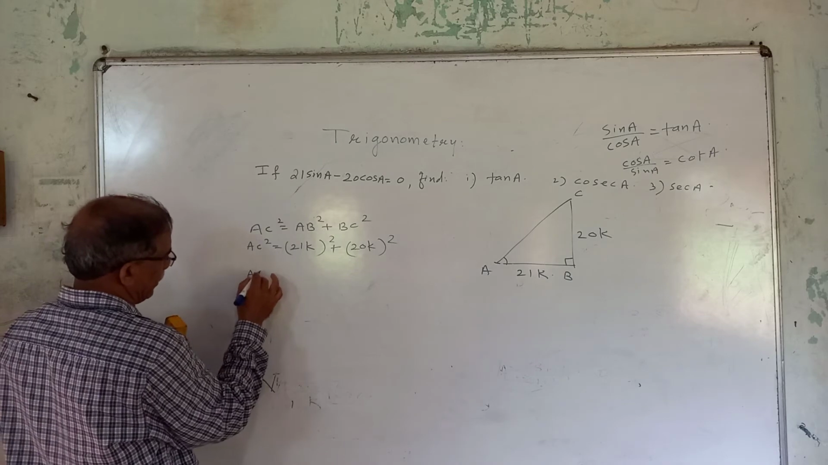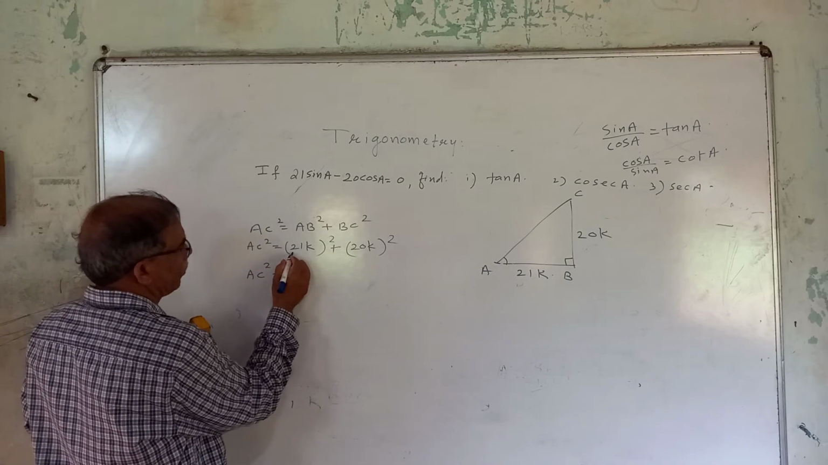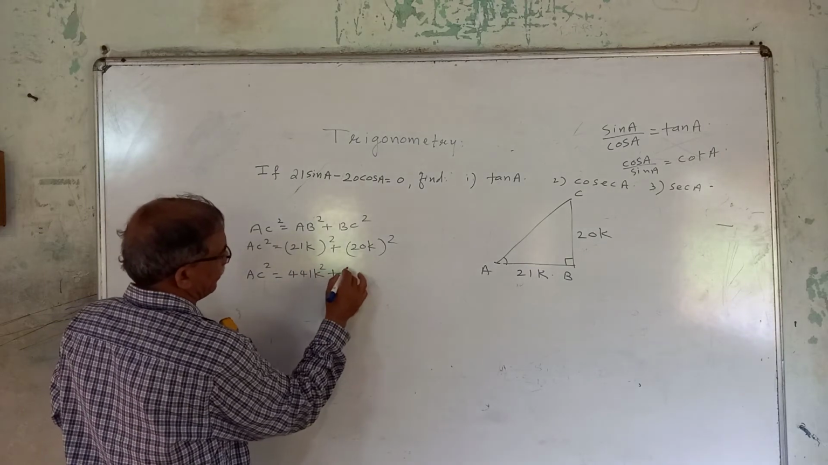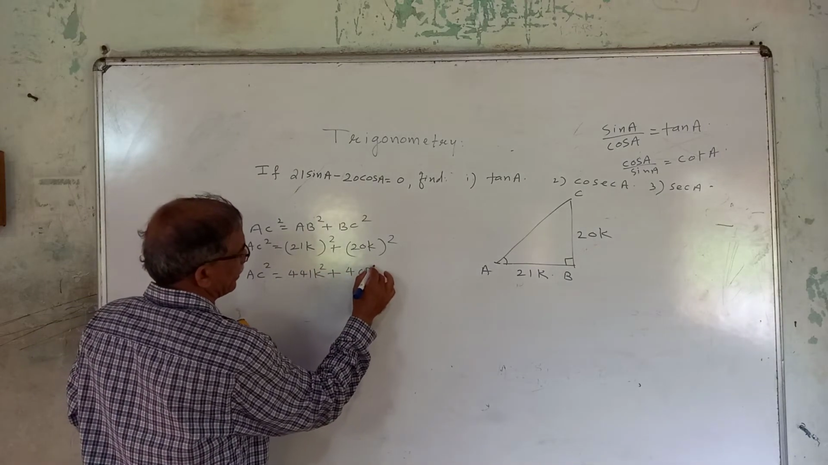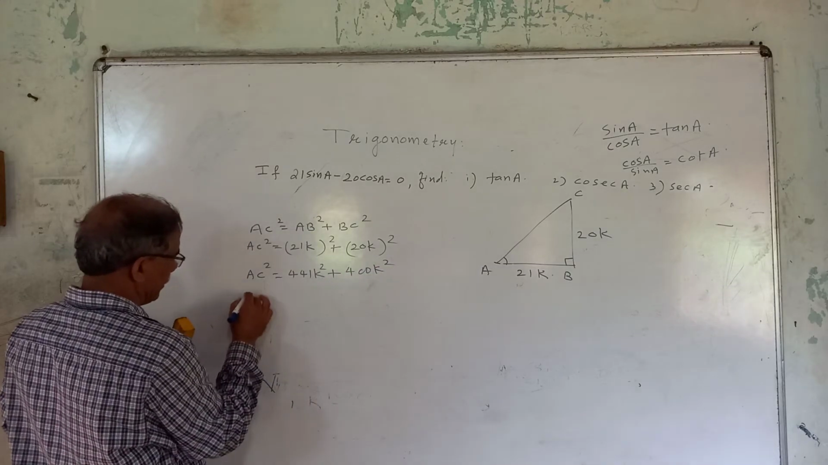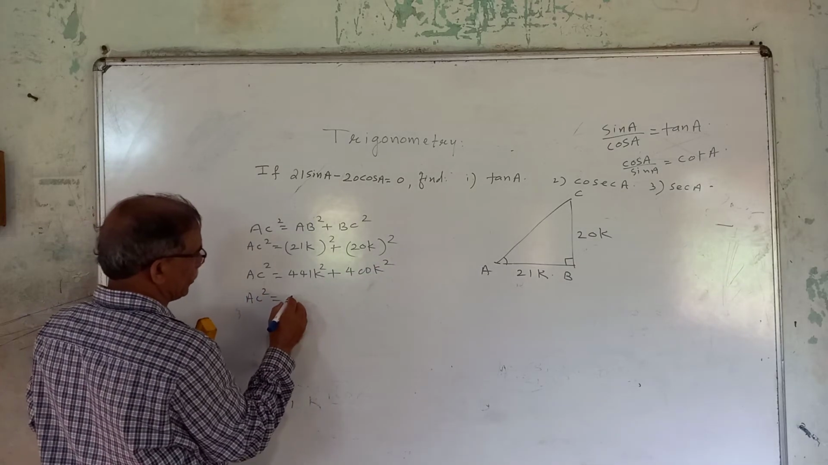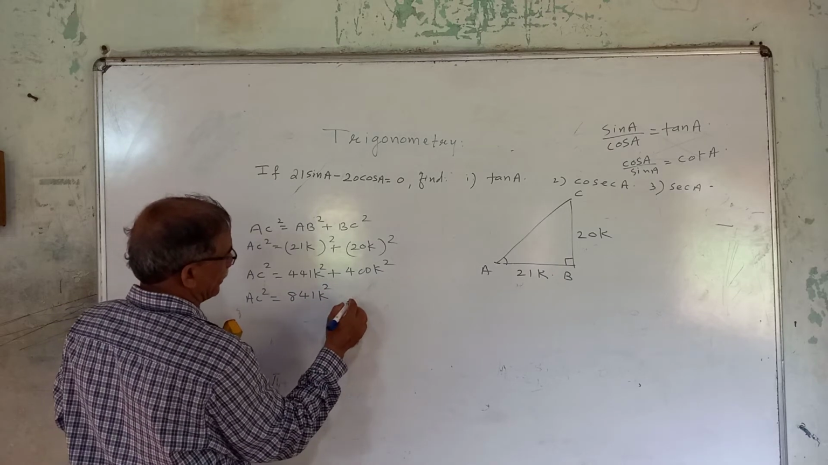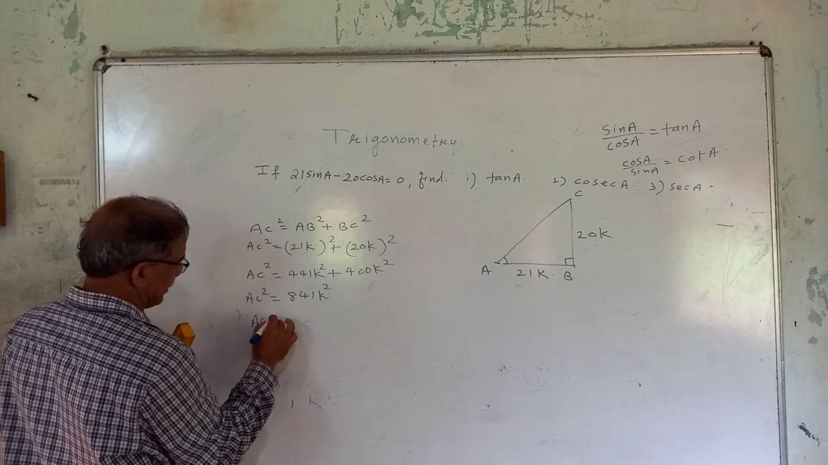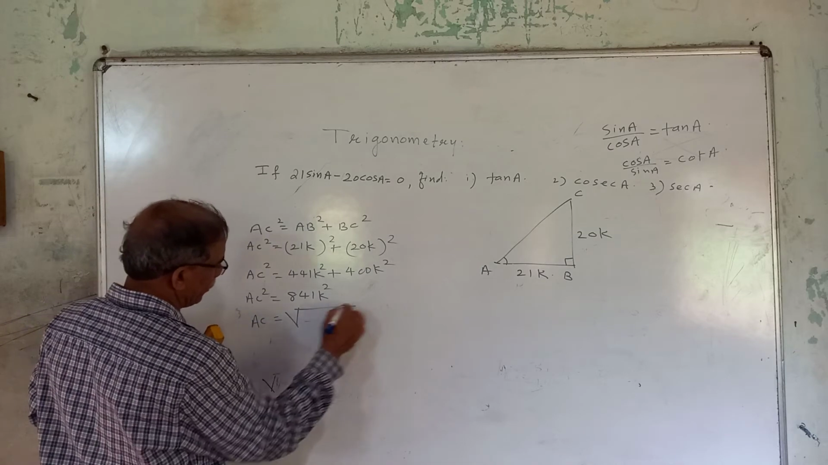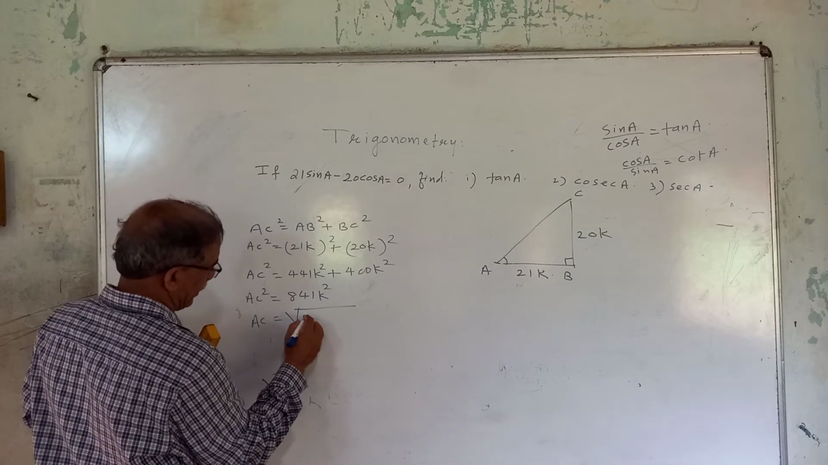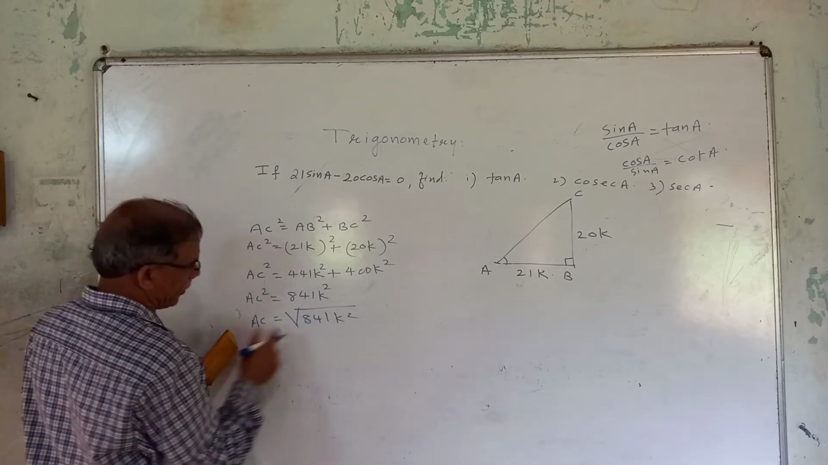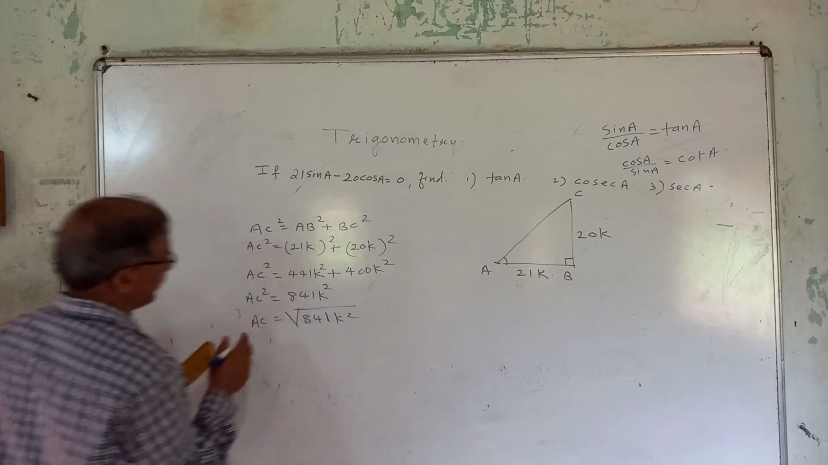Then AC square is equal to, what is 21 square? It is 441K square plus 400K square. So AC square is equal to 841K square. And therefore AC is equal to root of 841K square. 841 is square of whom? You have to decide that.